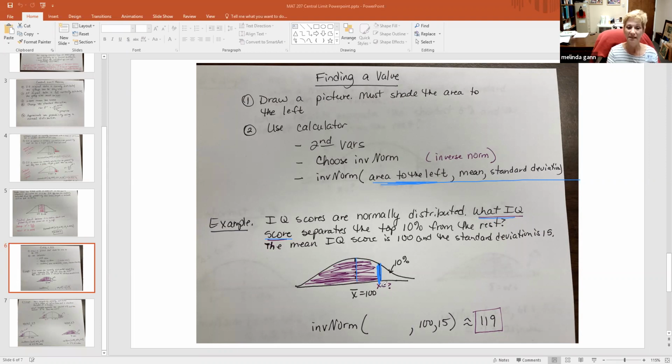All right. But see, here's the key. I have to know the area to the left. But now think about it. If 10% is above it, what percent's going to be below it?